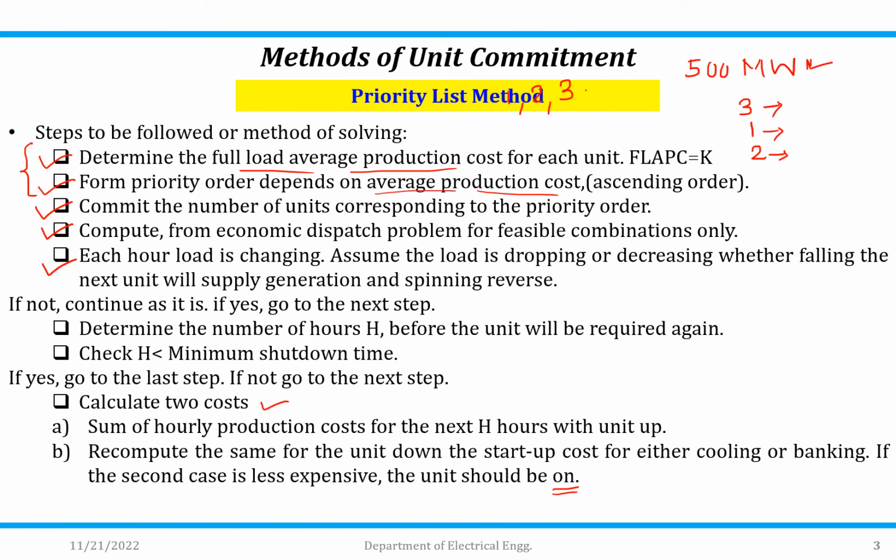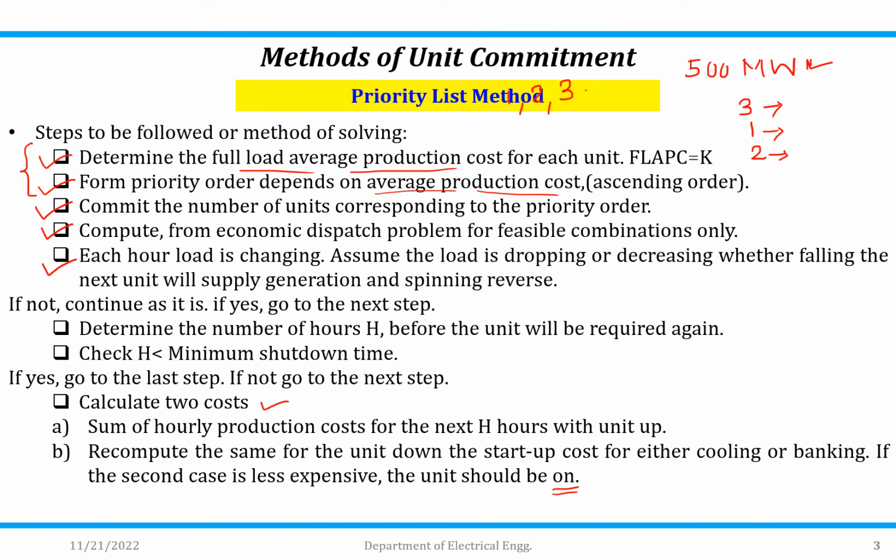Suppose I have a demand of 500 megawatt, and I have three units: unit 1, unit 2 and unit 3. Suppose after the priority list method, the order of units is 3, 1, 2, which depends upon the full load average production cost. Now in order to meet this 500 megawatt, let's decide whether to turn on only the third unit, or 3 plus 1, that is two units, or 3 plus 1 plus 2. So we have to calculate the feasible combinations.